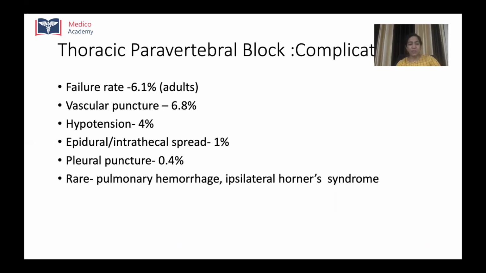It fails in about 6.1% adults. There is vascular puncture in about 6.8%, hypotension about 4%. It may go epidurally or intrathecally in about 1% of the patients. Then pleural puncture is only about 0.4%, and less than 1% may experience pulmonary hemorrhage or ipsilateral Horner syndrome.